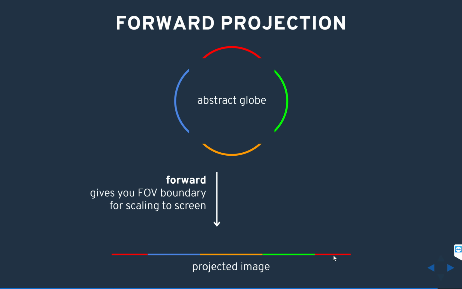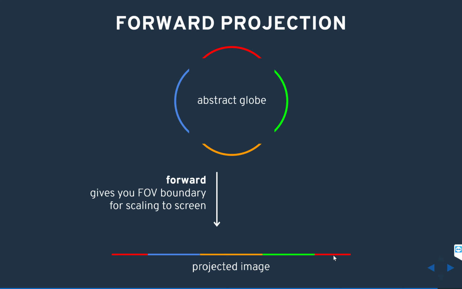So the idea is that you use this forward projection to map out a point that represents your field of view, which is at latitude 0 degrees and longitude negative 90 degrees, or positive 90 degrees, it doesn't really matter. I said that wrong the first time. That will give you a point on this projected image, and you can use that point to scale it such that this point is at the edge of the screen. And that's how you do scaling.